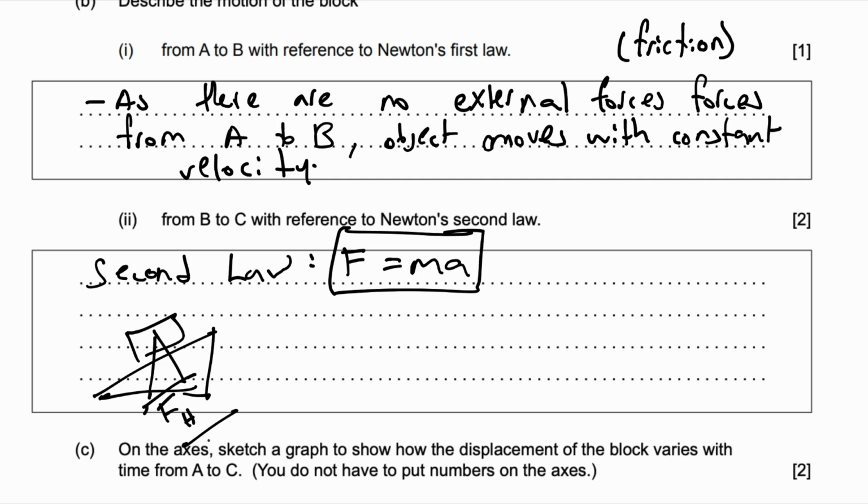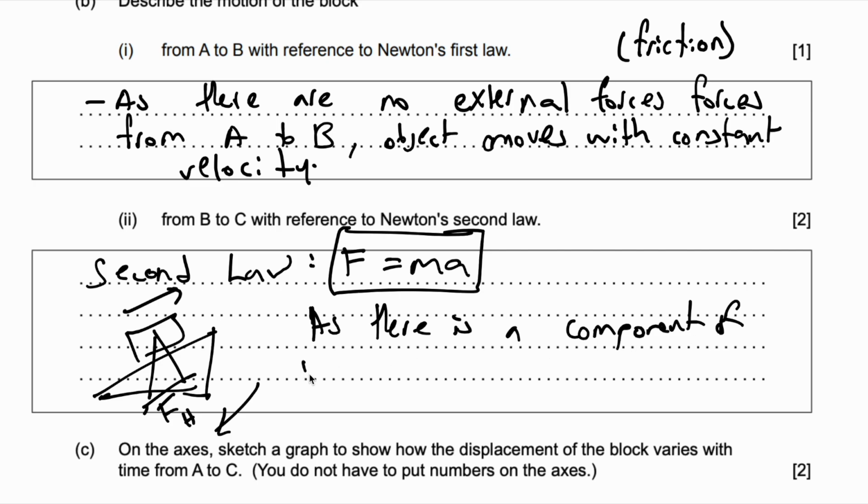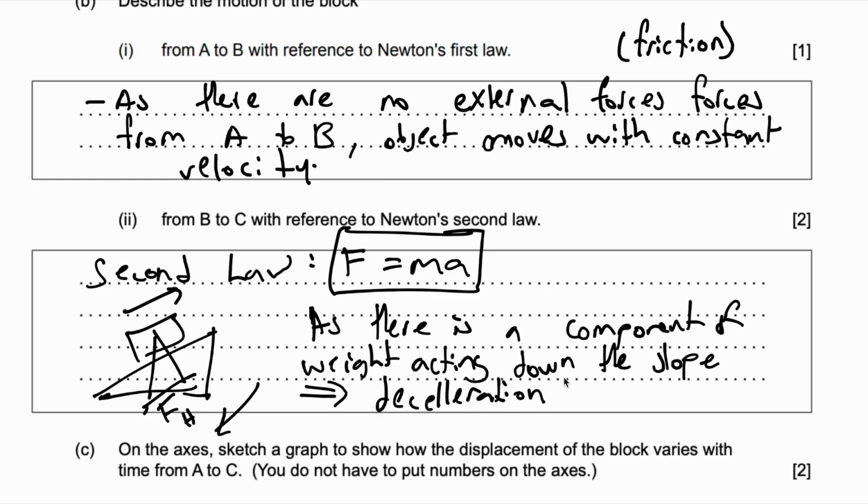Sorry, the horizontal force is the other way around. If the block is moving this way, its horizontal component of weight is pulling it down. So there is a deceleration, and therefore the object will slow down as it moves from B to C. As there is a component of weight acting down the slope, we can say there is deceleration, and deceleration means the object is slowing down. That's basically the motion from B to C.